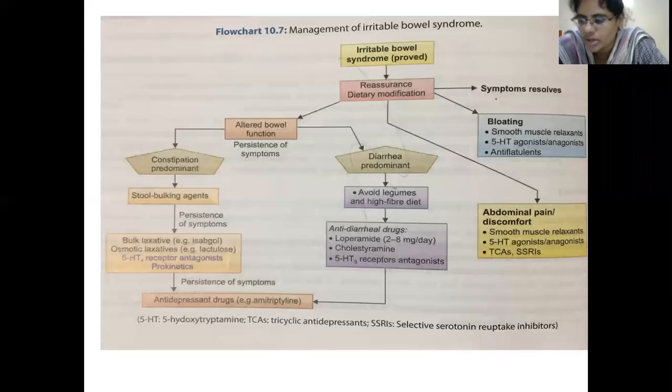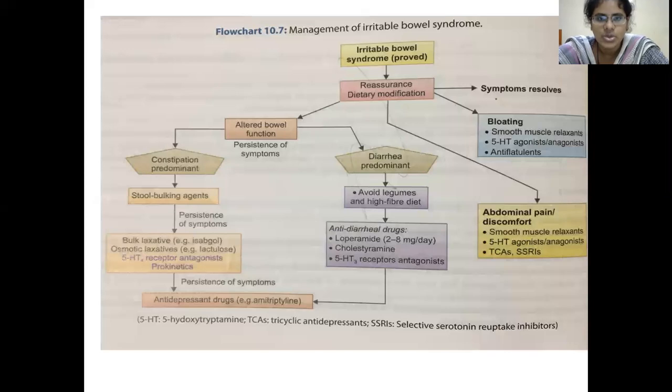So, your take-home message. This flowchart will be your take-home message. Management of irritable bowel syndrome, you can see what it is. Irritable bowel syndrome proved. First thing, treatment is reassurance. Why do you want to reassure the patient? Because there is some psychological association. Why do you want to go for dietary modifications? Because dietary modifications depend upon whether it is constipation predominant or diarrhea predominant IBS.